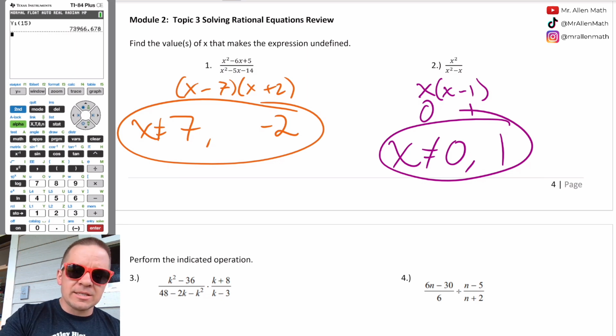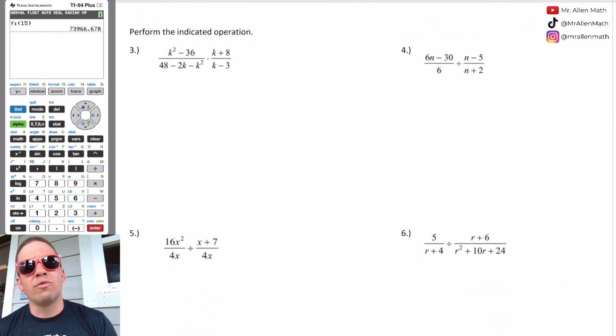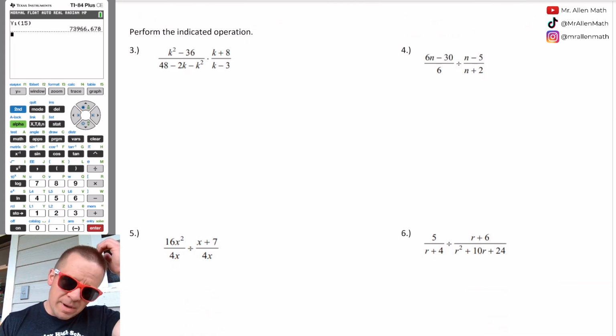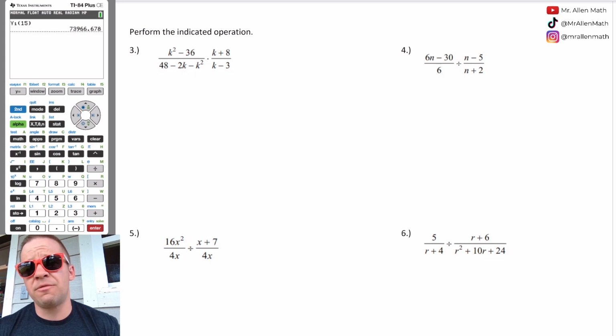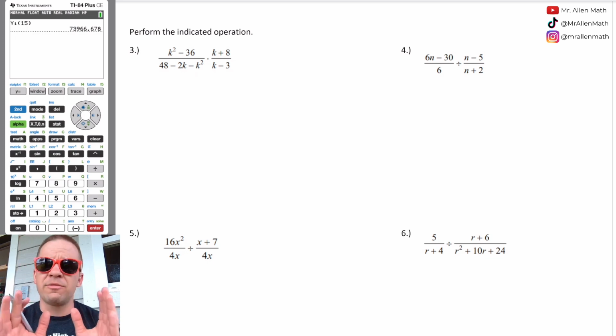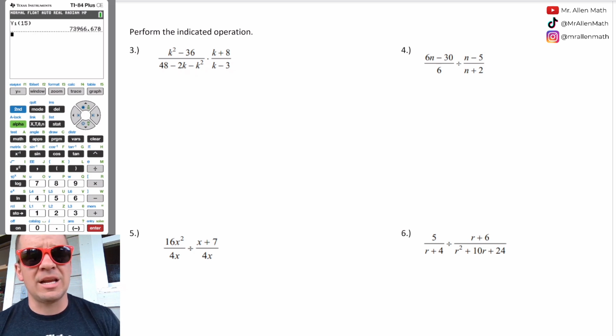All right. Next up, we want to perform the indicated operation. I'm going to forego talking about domain restrictions here unless we're asked for it, right? Then I'm not going to worry about it. It's a whole lot. So I'm going to focus on just performing the indicated operation for these.